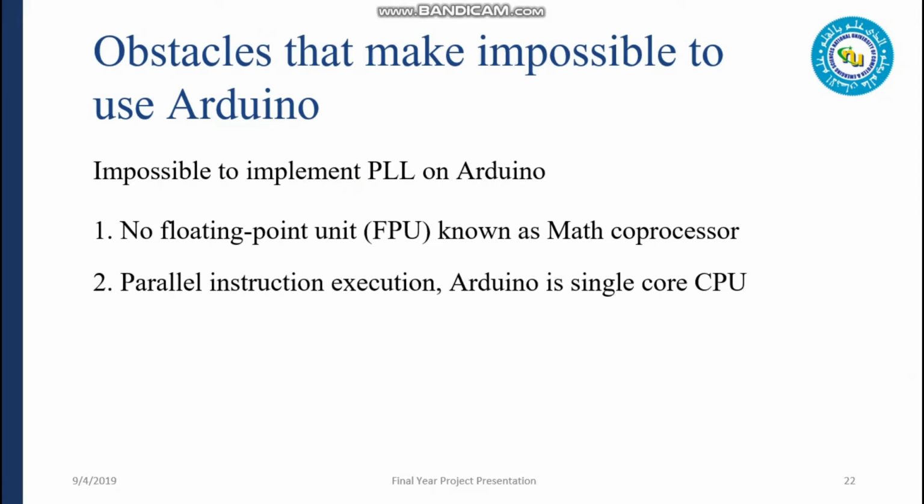The second reason is that Arduino is a single-core CPU and it's unable to do parallel instruction execution. Basically, my algorithm requires different instructions to be executed in parallel, so it's impossible to do with Arduino. The third reason is that there are no resources available for implementing these blocks on Arduino. This means we have to start from scratch. The fourth and most important reason is that Arduino doesn't have enough processing power to execute this algorithm. We will discuss this point further in the next slide.